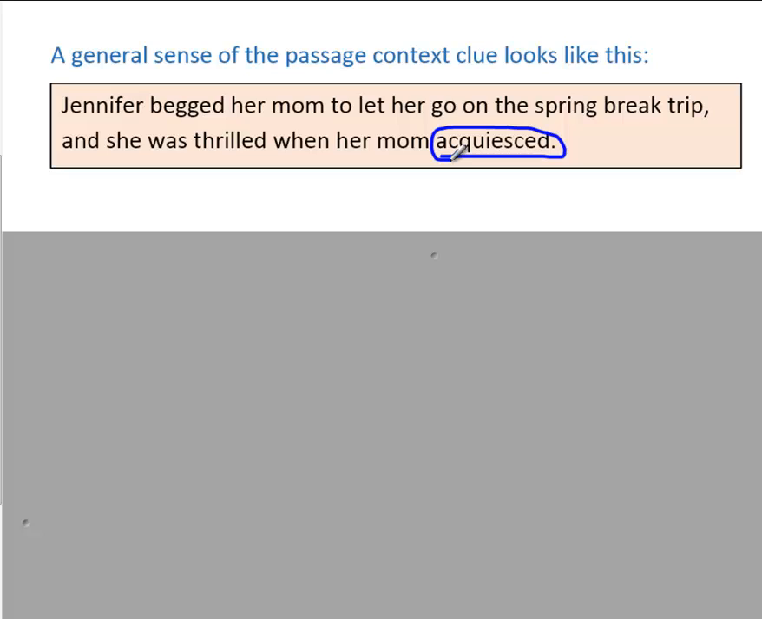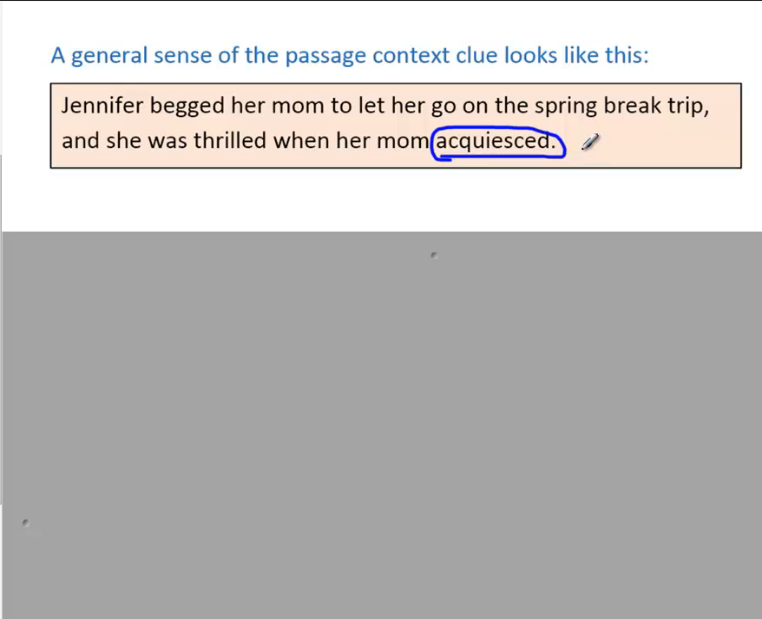So then when her mom acquiesces, Jennifer is thrilled. So once again, this must be a good thing if she was thrilled. Well, if she begged and then was thrilled when her mom did this acquiesced thing, she must have gotten what she wanted. Therefore, I'm going to infer or make the logical and educated guess that to acquiesce must mean to give consent or to give in.